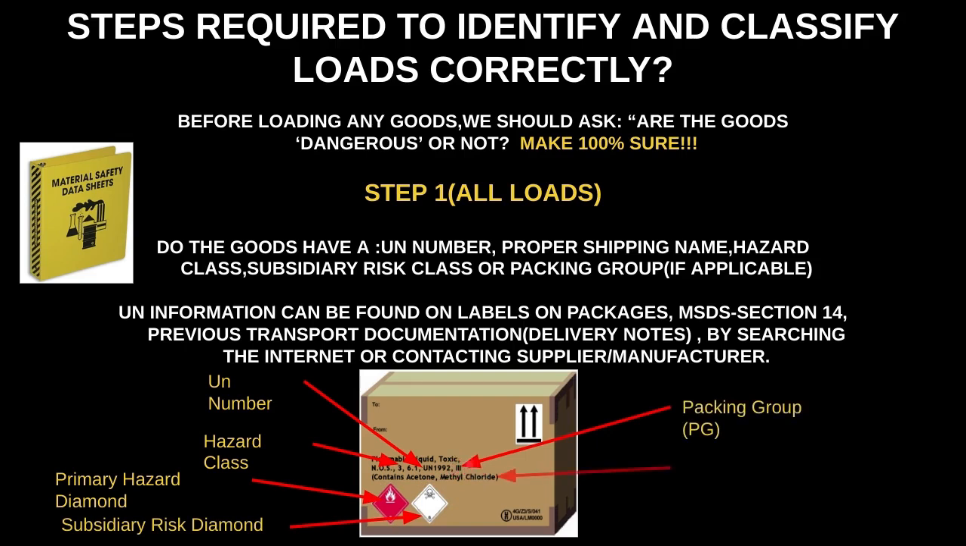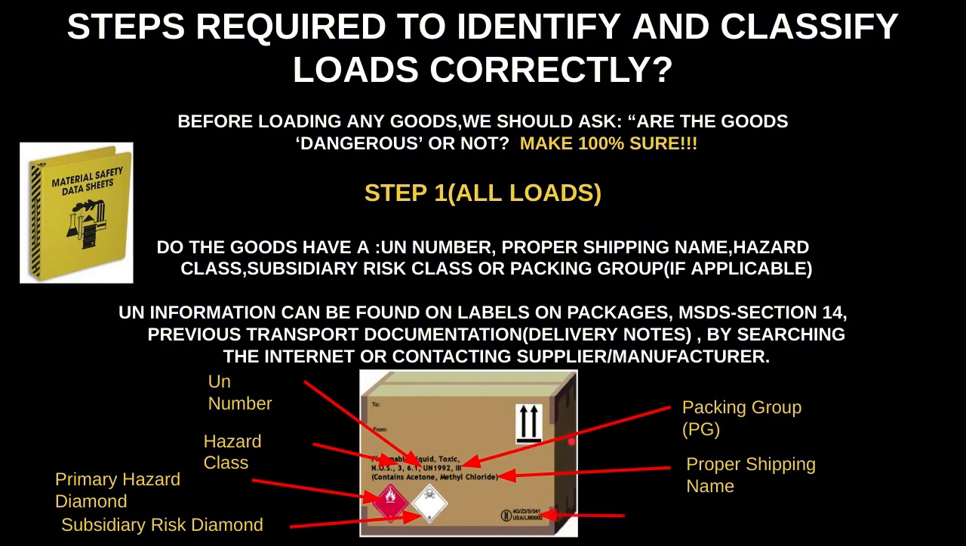Proper shipping name. Methyl chloride. Orientation marks. Arrows indicating the package must always remain upright during transportation. We now know that this is a dangerous goods package. Important note. When loading this dangerous goods package onto a vehicle, ensure it is oriented as per the markings.